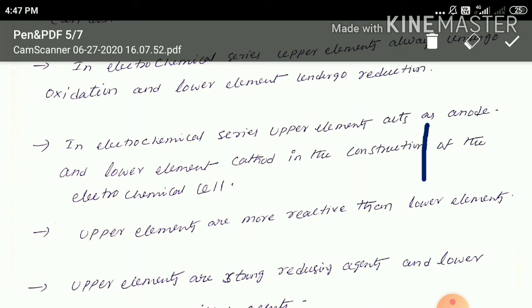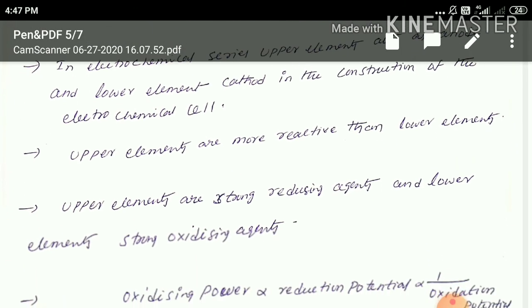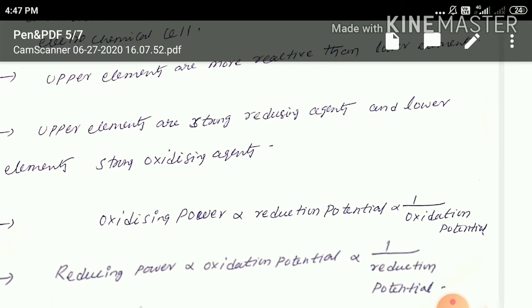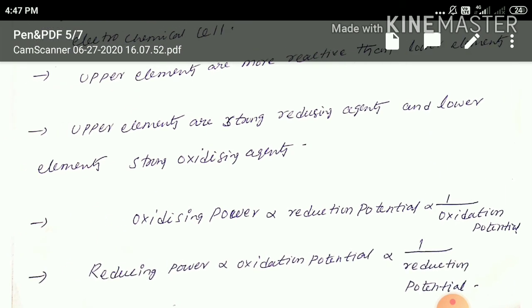Next, upper elements are strong reducing agents and lower elements are strong oxidizing agents. Next, generally the oxidizing power of any element is directly proportional to the reduction potential value. If the reduction potential value increases, the oxidizing power of the element increases. The oxidizing power of any element is inversely proportional to oxidation potential. If oxidation potential increases, the oxidizing power decreases. That's why the reduction potential value is high for fluorine, and that's why it acts as a powerful oxidizing agent.